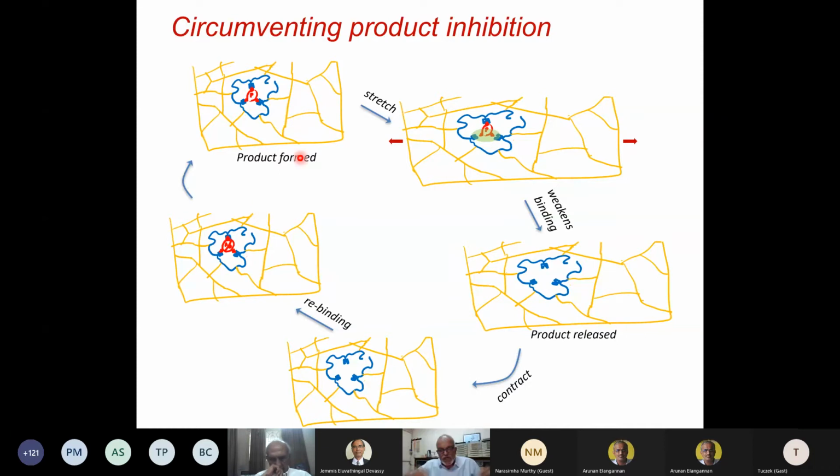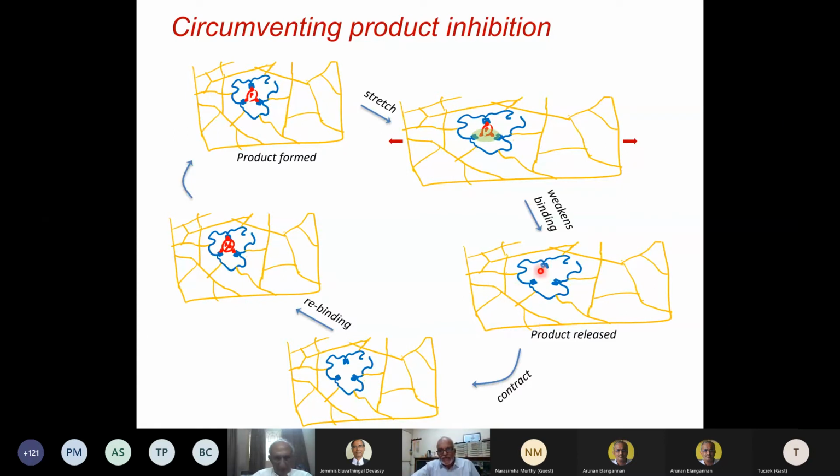Okay, and so the idea is if you stretch it out, and if you've done the experiment right, you would move these sites away and cause the effective binding constant of the product with the network to go down. Okay? And so it weakens the binding.